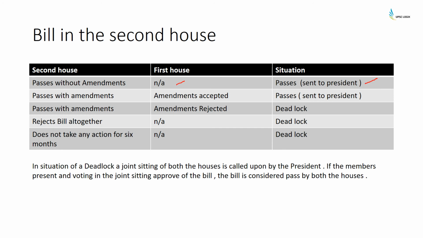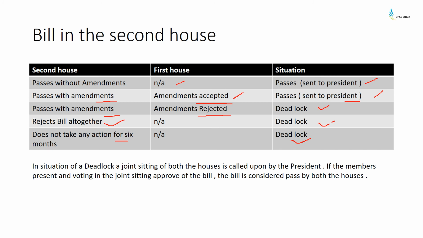The second house passes the particular bill with amendments and the first house, in which the bill originated, accepts the amendment. The bill is considered to be passed and is sent to the president. If the second house passes with amendments and the first house rejects the amendment, a deadlock situation is created. If the second house rejects the bill altogether, again a deadlock situation is created. And if it does not take any action on the bill for at least 6 months or more, again a deadlock situation is created.